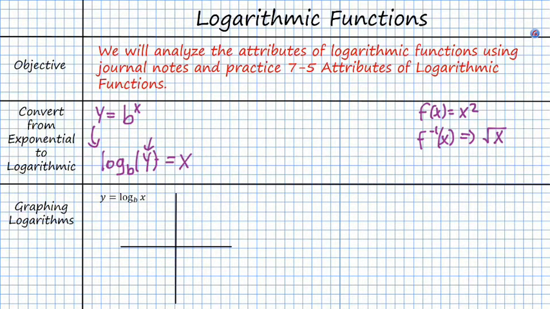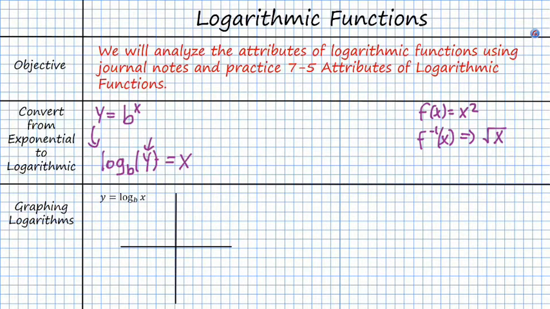So what we'll see is that you take your y, it becomes your input, the b goes down here into the base, and then the x will move and become the output. So the x and y have kind of switched places here, and then we've also got our b moving around as well. So let's look at a quick example.